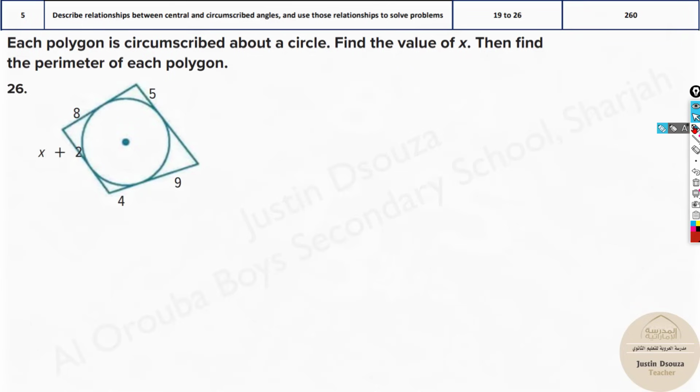And here please try it by yourselves and then look for the video explanation. 8 is given as so much. This is x plus 2. So x plus 2 equals 8. It will be x is equal to 6.